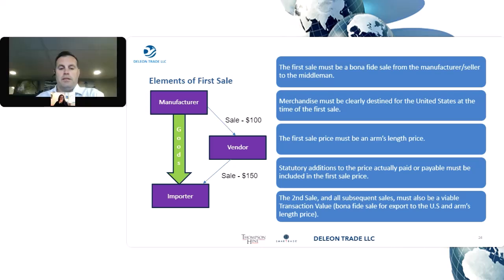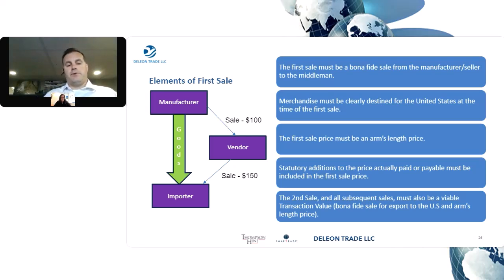So a lot of times when we're dealing with first sale, we do have related entities in the transaction. So in my basic example here, I have the manufacturer and the vendor and the importer. And a lot of times in first sale, all 3 are related. And in that case, when we're talking about related party pricing, each sale has to be able to meet a circumstance of the sale test technically for you to be able to use first sale. So emphasis is most made on the sale from the manufacturer to the vendor.